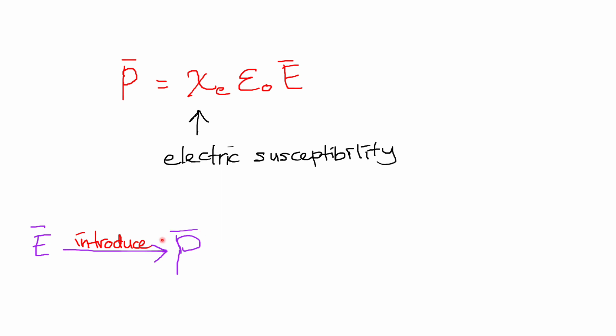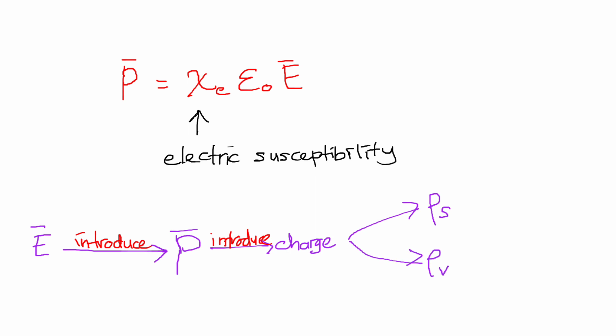And this polarization vector actually introduces a new charge. That charge is known as surface charge and volume charge. I'm going to talk about these new charges in the next video.